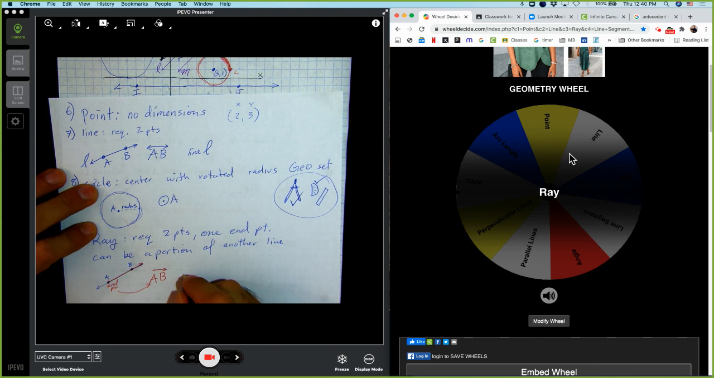You might also have a ray that just has an endpoint. It's not part of a line, and that could be here. This would be ray CD. So get a couple examples there so you know that it could be a portion of a line, but it's not the whole thing.